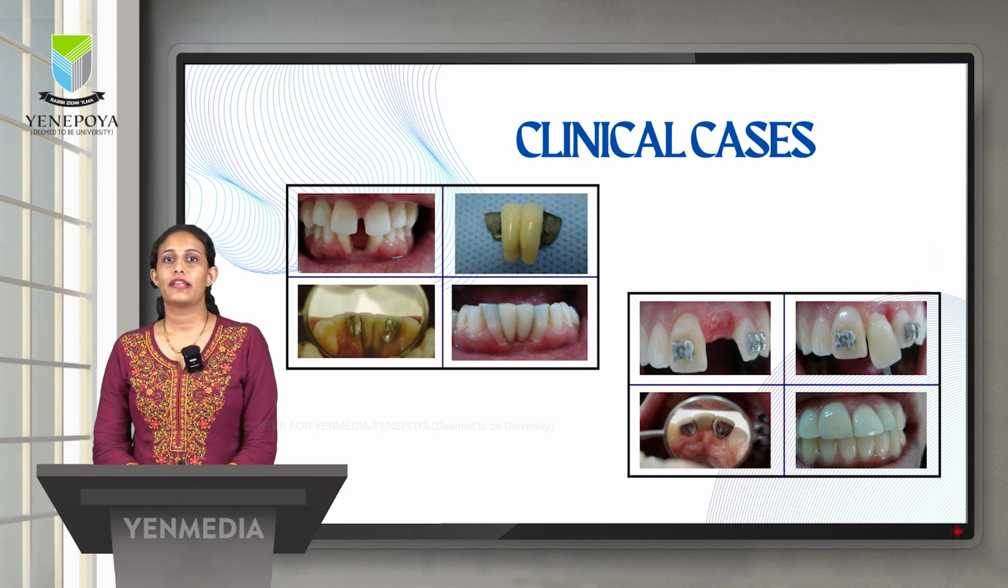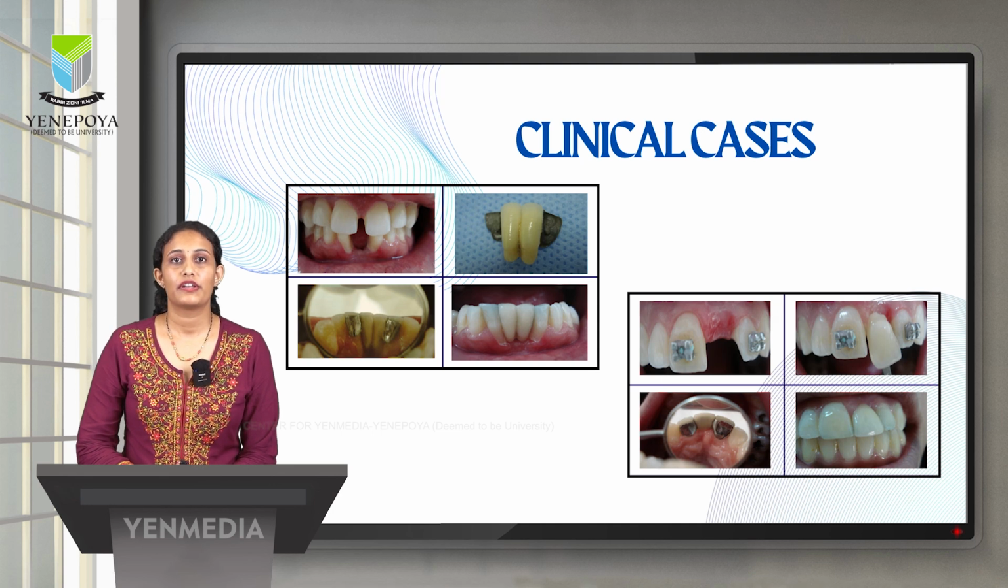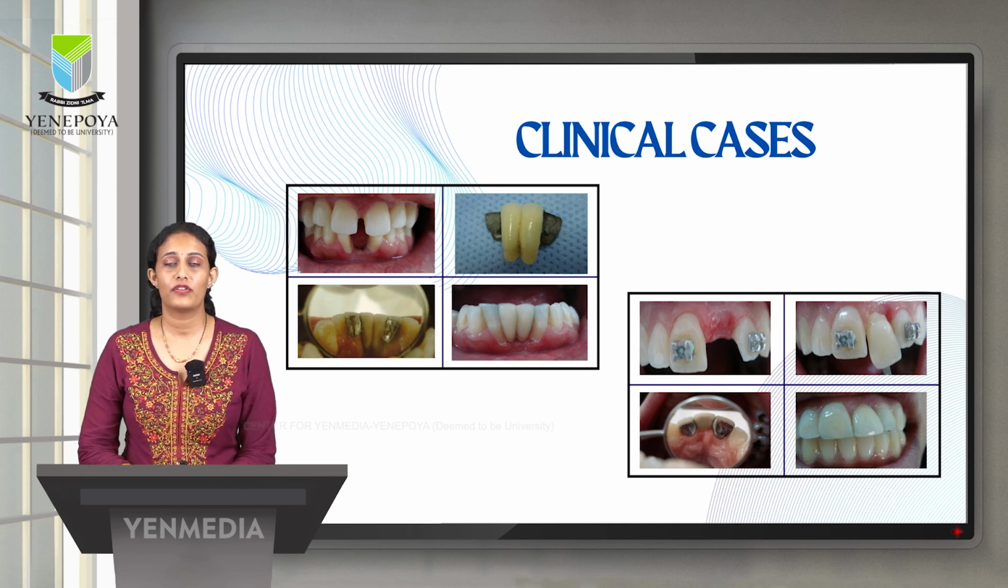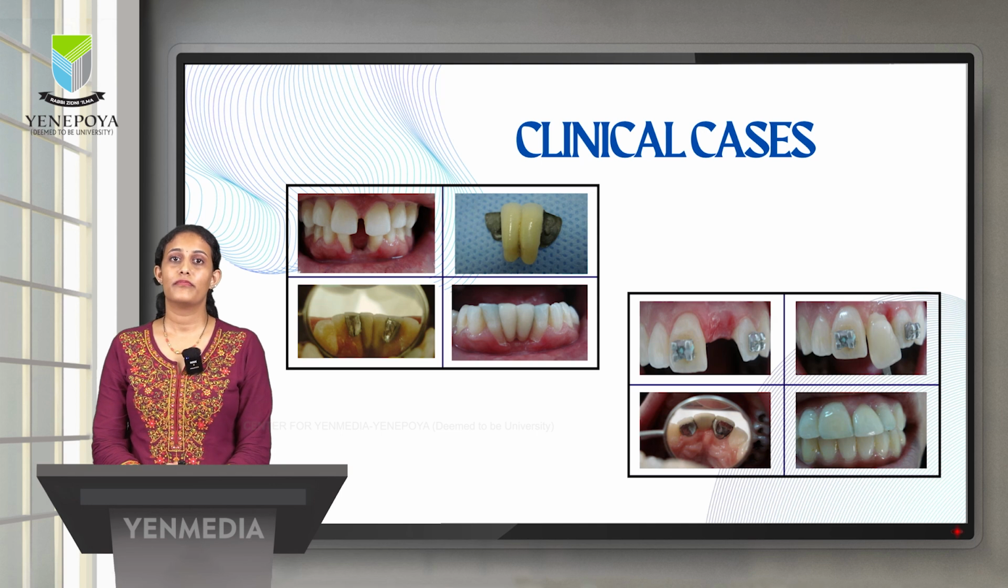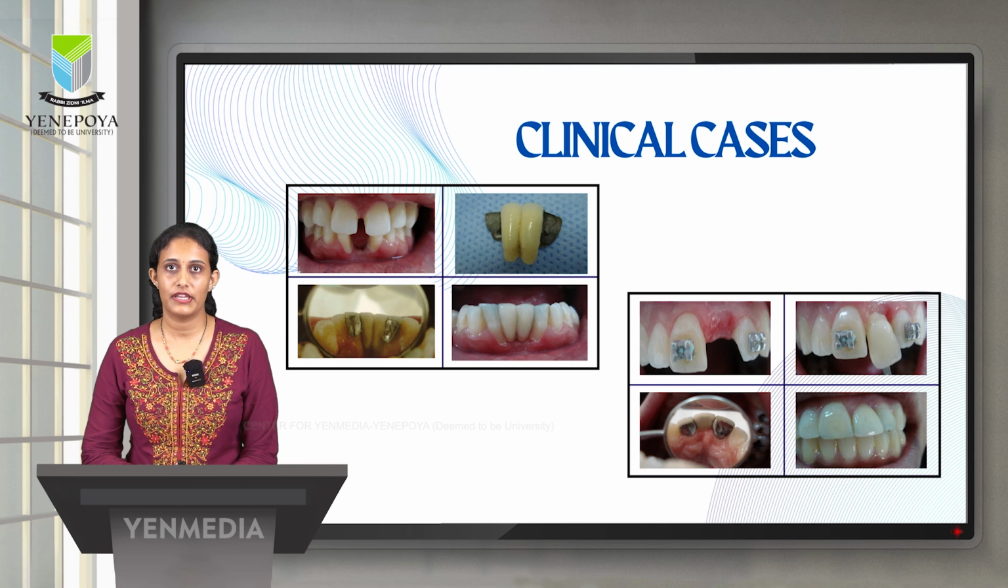These are two clinical cases, one wherein two pontics are used as a splint or a periodontal splint in the lower anterior region, and the second case shows an orthodontic case where a Maryland bridge has been used to maintain the space.